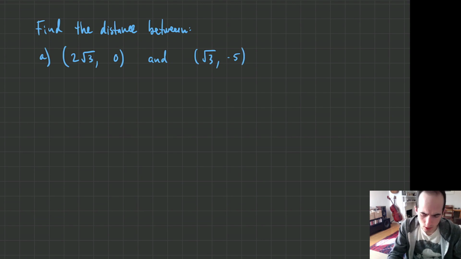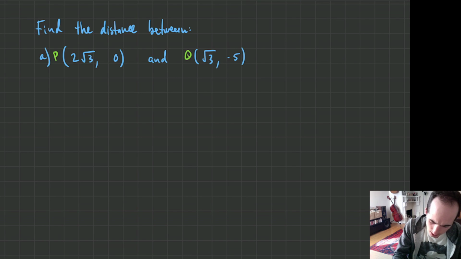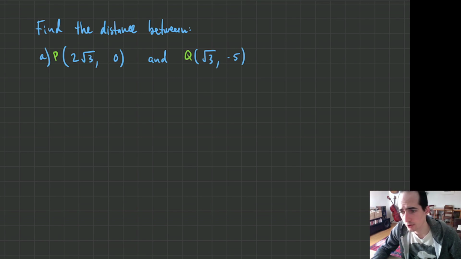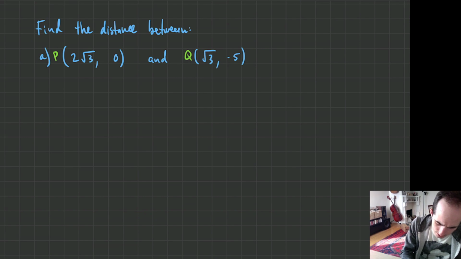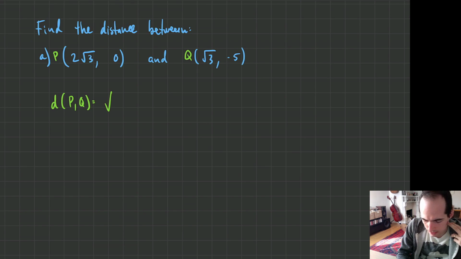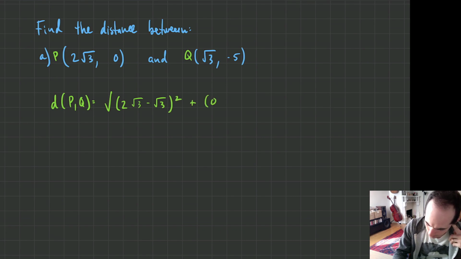Okay. So I'm going to say that this is the point P and this is the point Q. And now I just plug it into my formula. So let's go ahead and try that. So when I do that, I get that the distance between P and Q is equal to the square root of, well, this is where things get a little bit funky, but that's okay. We're just going to do our best. So I've got 2 times the square root of 3 minus the square root of 3 squared plus 0 minus -5, which is just like plus 5 squared.